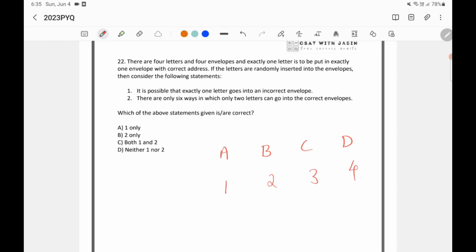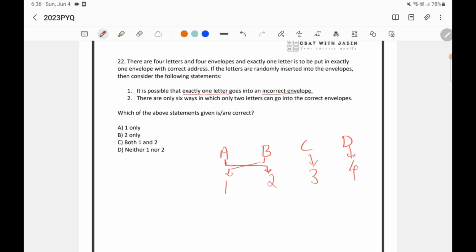First statement says that it is possible that exactly one letter goes into an incorrect envelope. Now let's say that A goes into the incorrect envelope. Let's say we put A into the envelope number 2. So that's incorrect. So let's say C and D go into the correct envelopes. So C is in 3 and D is in envelope number 4. Okay. So since I have put A in the incorrect envelope, B also has to go into the incorrect envelope, right? There is no other option.